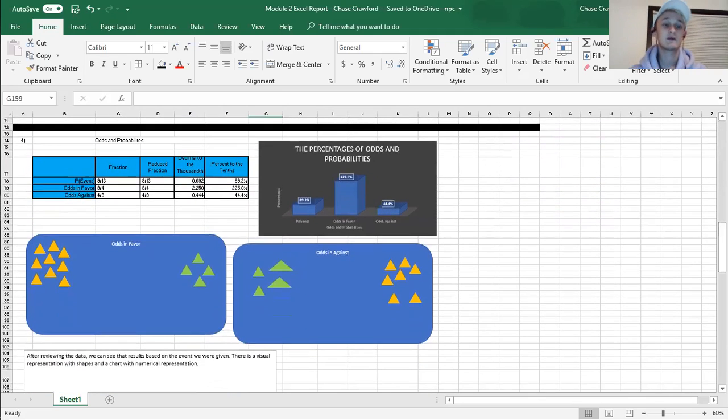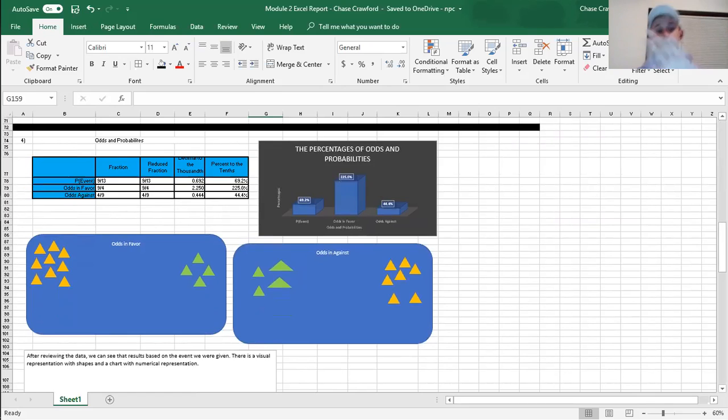Now, odds and probability. I said that after reviewing the data, we can see based on the event that we were given in the example problem that there was 9 out of 13, and you can't really reduce that fraction because there's nothing that goes into any of them. But then there's the decimal and the percentage, and then you put that into the chart where the bottom label is probabilities and odds and the size percentages.